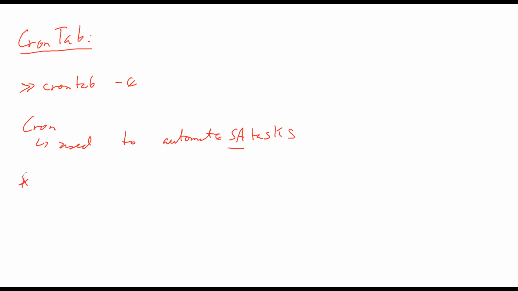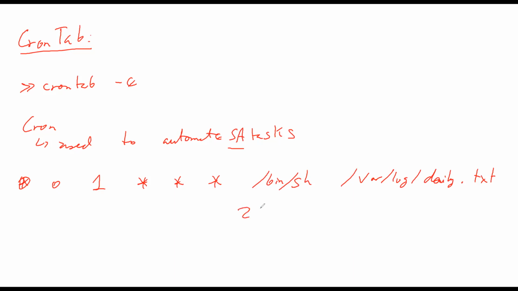So let's look at one example, to remind you. If I write this one: /bin/sh /var/log/daily.sh, and then 2>&1 pipe, and this should not be .txt, but an actual .sh, and then mail root. So what is this doing? What is this task for?